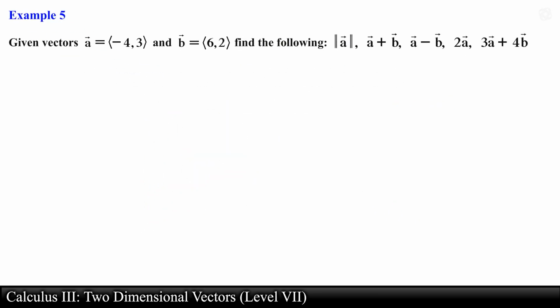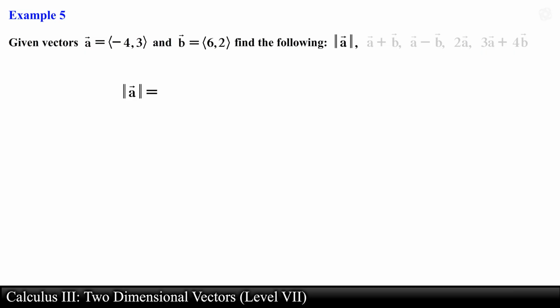Alright, let's go over the final example. Given vectors A and B, find the following. Okay, here we are given vectors A and B in component form. We are asked to find the magnitude of vector A, the sum of vector A and vector B, the difference of vector A and vector B, 2 times vector A, and the sum of 3 times vector A and 4 times vector B. Let's first find the magnitude of vector A.